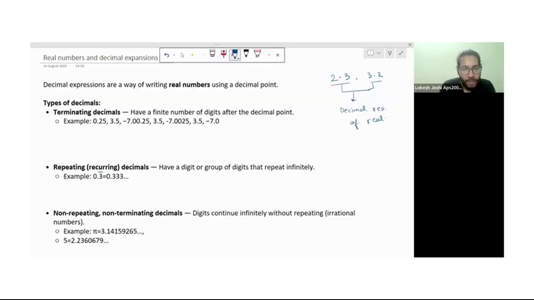It's simpler with an example like 0.25. After the decimal we have only two terms, 2 and 5, and they are finite, so we can say these are terminating. We can pick this example also, minus 0.0025. After the decimal we have only four terms and they are finite, so it's also terminating.